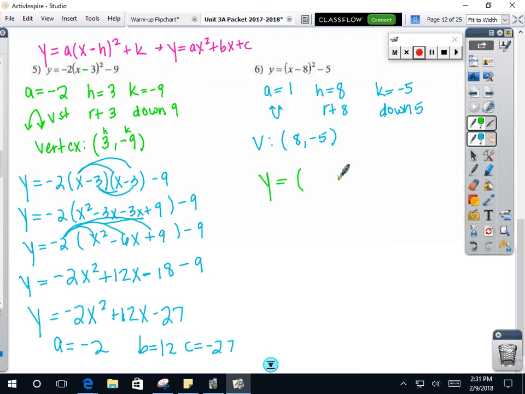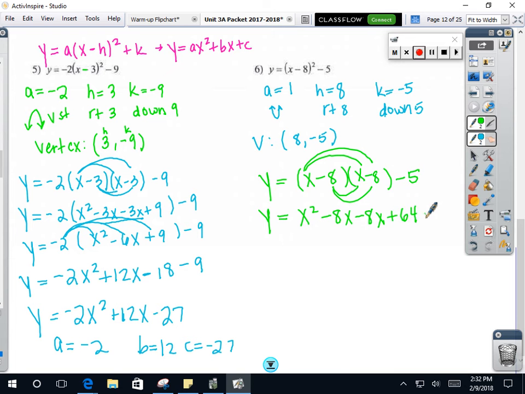Okay, so you start by writing x minus 8 twice, because that's what it means to square something. Now you have x times x is x squared. X times negative 8 is negative 8x. Negative 8 times x is another negative 8x, and negative 8 times negative 8 is positive 64. Bring down the minus 5. Now, since there was no number on the outside to distribute, you're almost done.